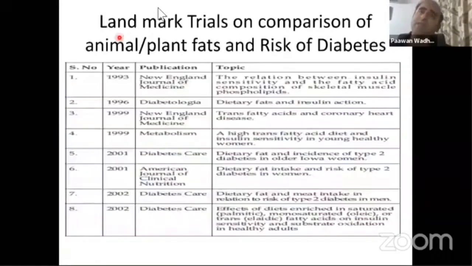There are so many landmark trials on the comparison of animal and plant fats and the risk of diabetes. They have proved that plant fat is good to eat, but only in its natural state. I'm not promoting any vegetable oils. I'm just saying natural plants which contain oils, like cashews and almonds, in little quantities, decrease the sugar levels.